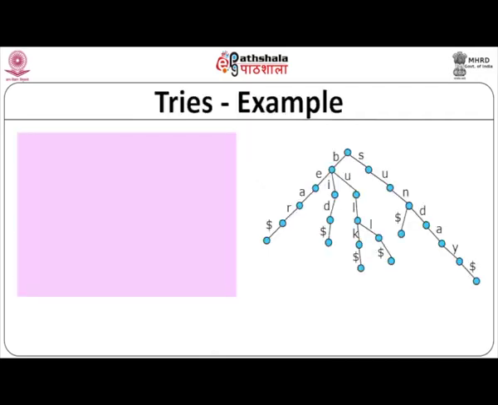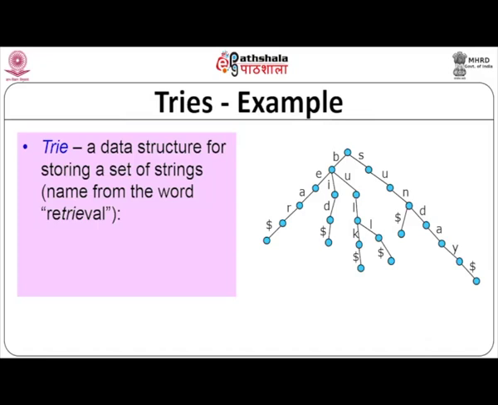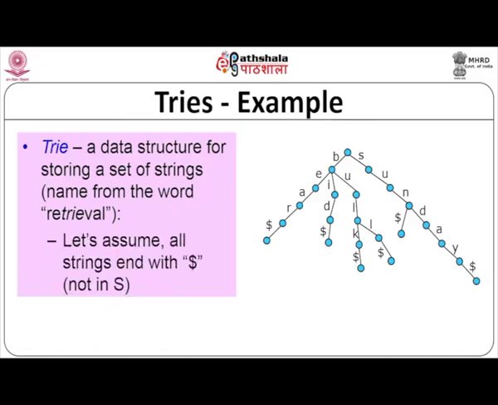Now, let us take another example to understand this a little better. As already discussed, a trie is a data structure for storing a set of strings, and the name comes from the word retrieval. Let us make a small assumption, that all the strings end with dollar. It is not part of the set of words, and we assume that dollar does not occur as a valid character in any of the words.